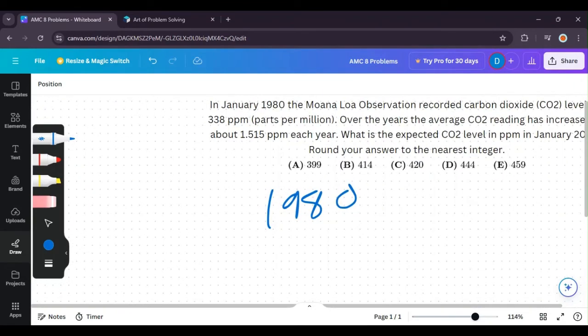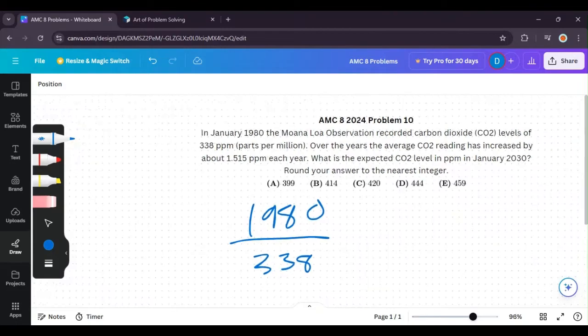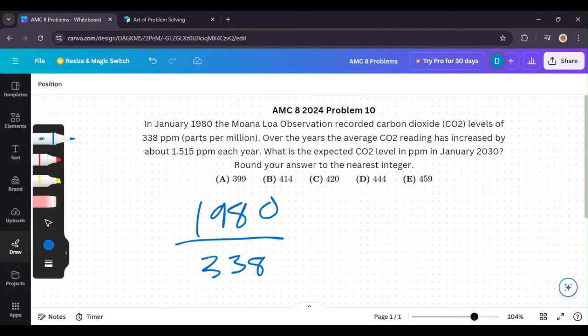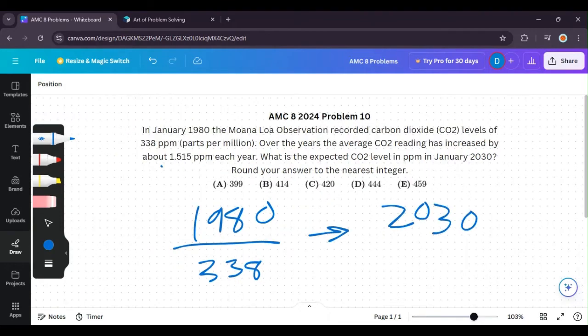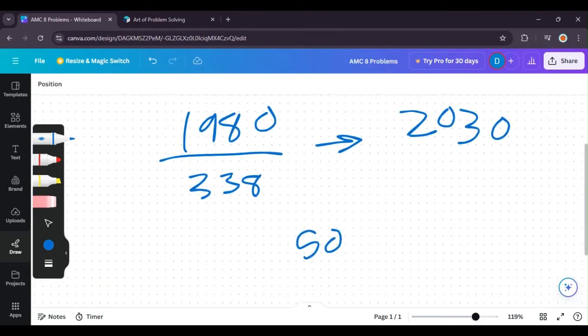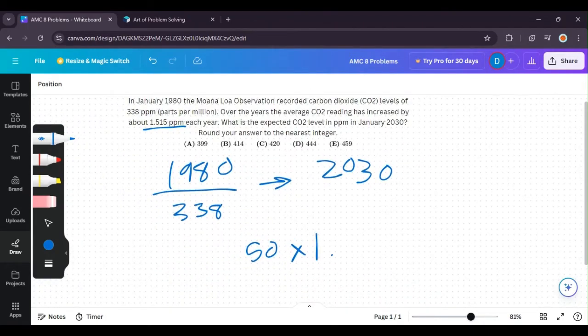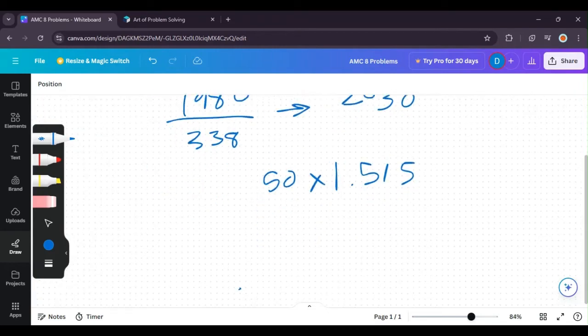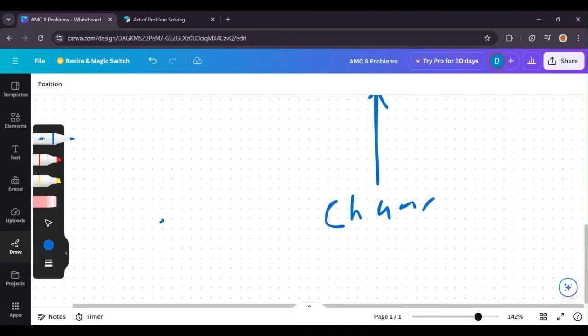So in 1980, the CO2 level was 338 ppm, and we're trying to find the CO2 level in 2030, and it says it increases 1.515 each year. So how many years are between 2030 and 1980? There's 50. You just easily subtract, and we multiply by 1.515 for each year.